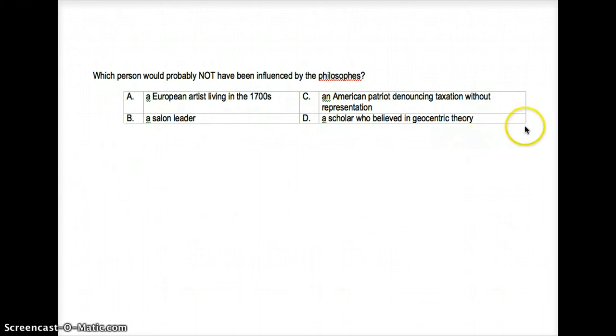So what you do at this point is you would actually just write down what it is that you originally said was the answer. I suppose you don't have to do it in any particular order, but just to give you some sort of structure, I would always say do the one that you missed first. So I'm going to say, okay, a salon leader. Oh, I forgot to put down that this was choice B. And then I would explain why this person would have been influenced by the philosophers. So you would say a salon leader. Actually, I'm just going to go ahead and write it and you can just watch it.